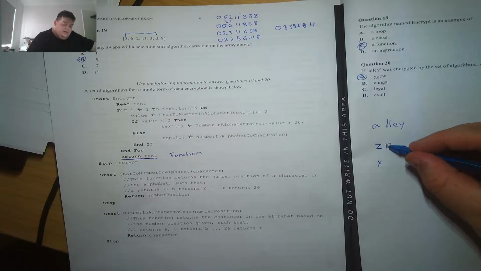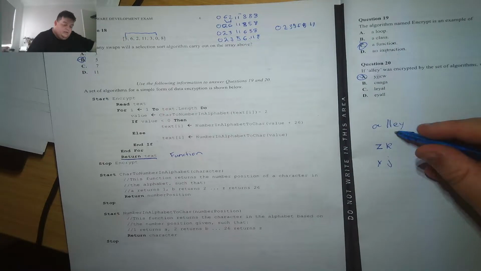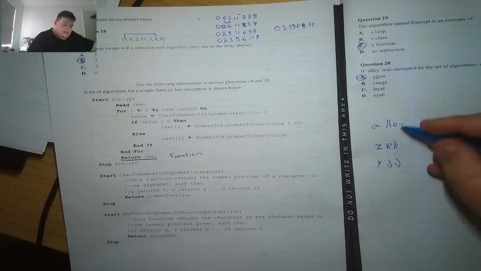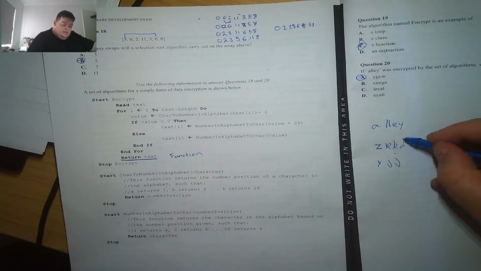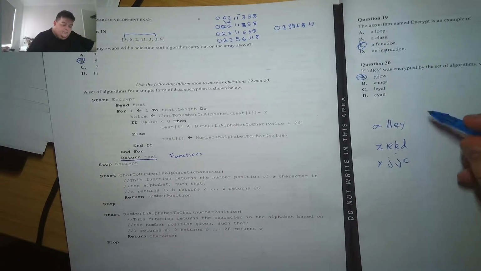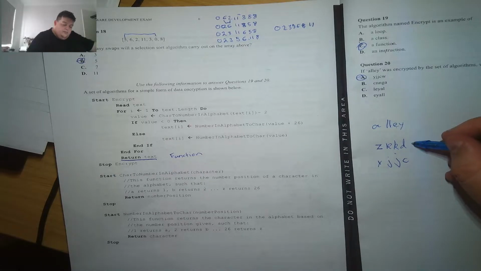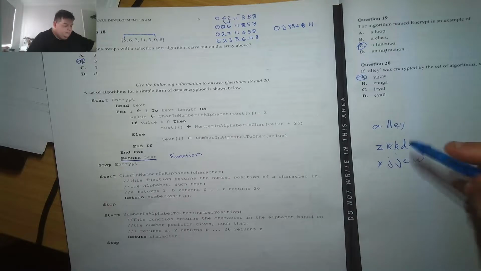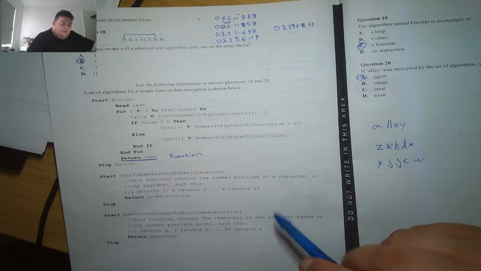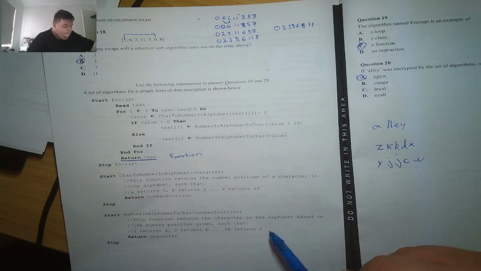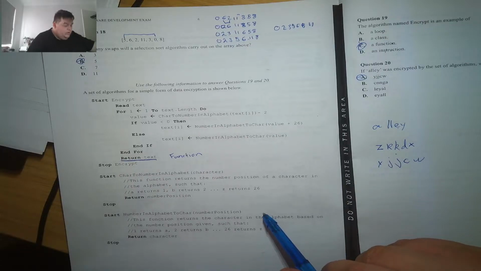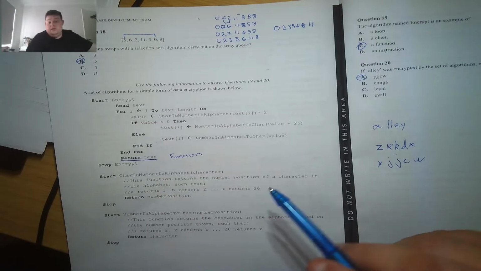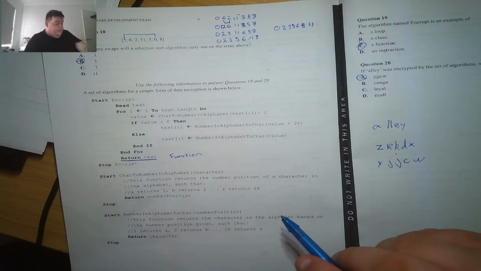L goes back to K, which goes back to J. Same with that. E goes back to D, which goes back to C. Y goes back to X, which goes back to W. Is that it? Seems awfully easy. Sure. Okay. All right, well, that was easier than I thought it would be.